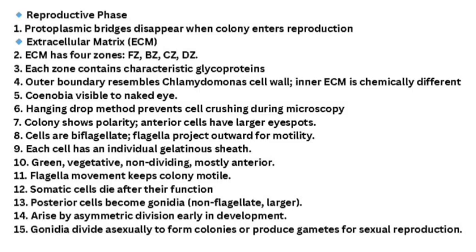So, during reproduction, some posterior cells enlarge and become gonidia, which are non-flagellated but reproductive cells. These gonidia divide asexually to form new daughter colonies or produce gametes during sexual reproduction. Once their function is complete, the somatic cells die and the colony eventually disintegrates to release daughter colonies. So, overall, this phase represents the shift from vegetative growth to reproductive activity in Volvox, and it shows how simple cell differentiation occurs in this colonial alga.